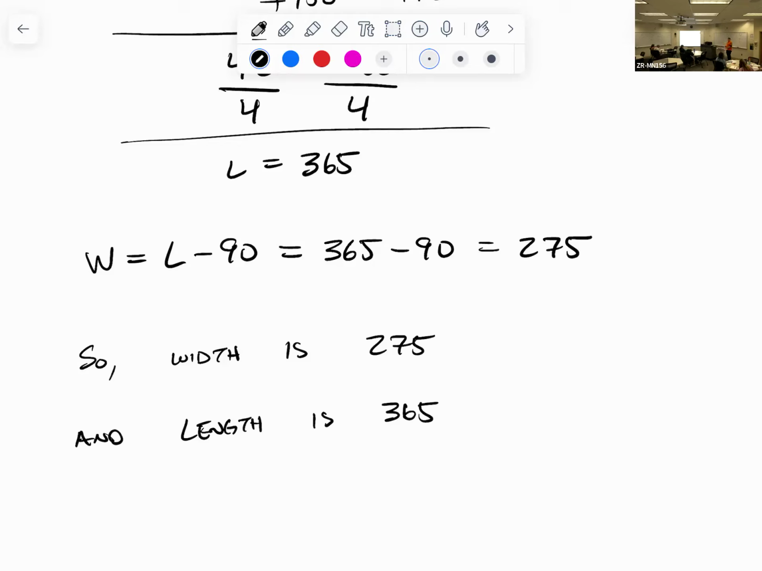Is that good? No, why not? 30 miles. Units.